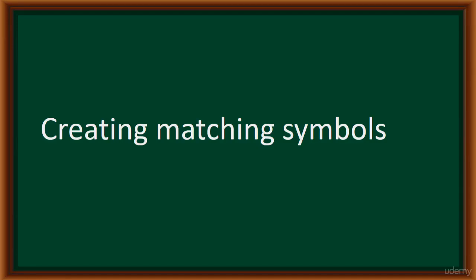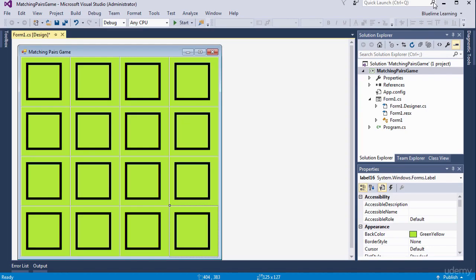Hello and welcome. In this lecture, we are going to be creating matching symbols. We're going to do this using random numbers, so we're going to add a random object and a list of icons. What we're going to do here is create a set of matching symbols for the game.